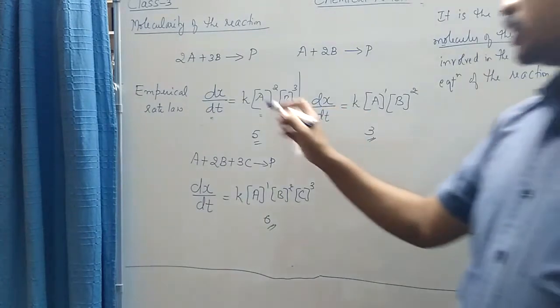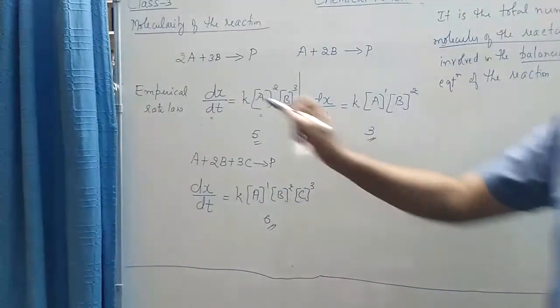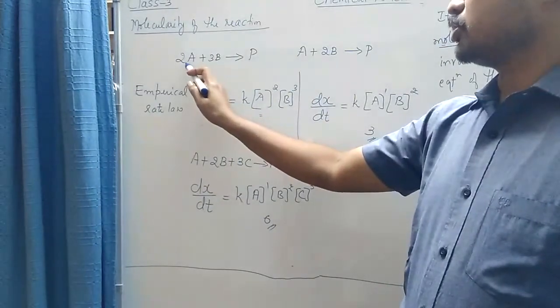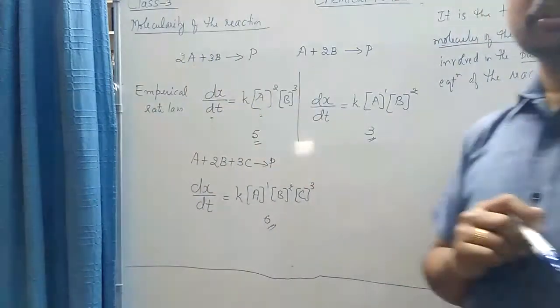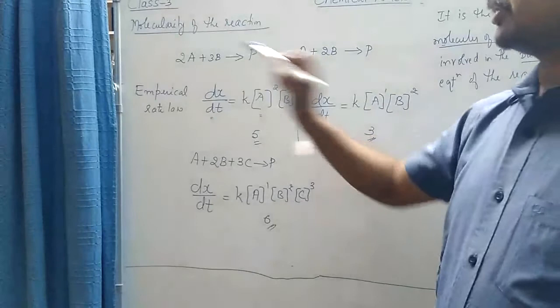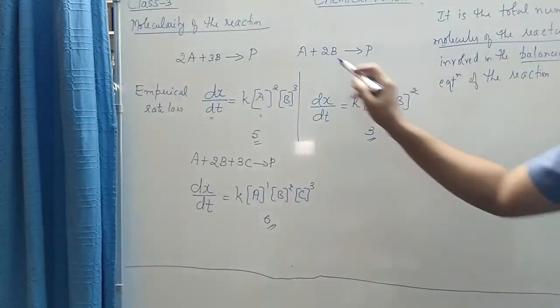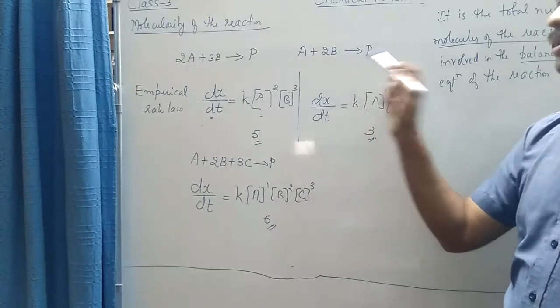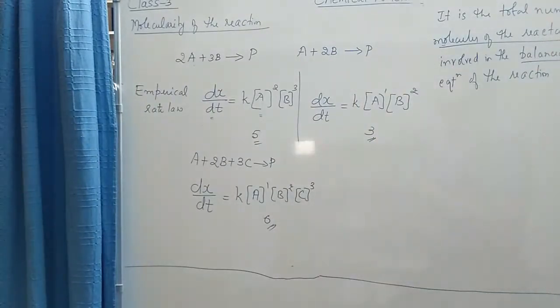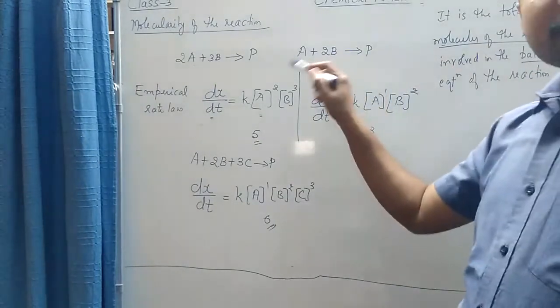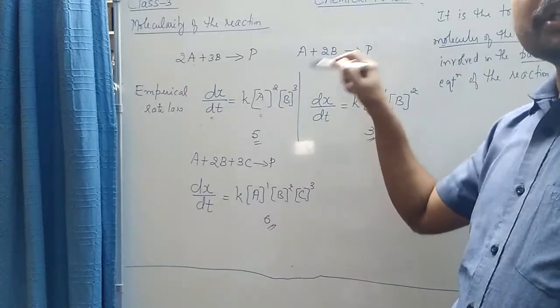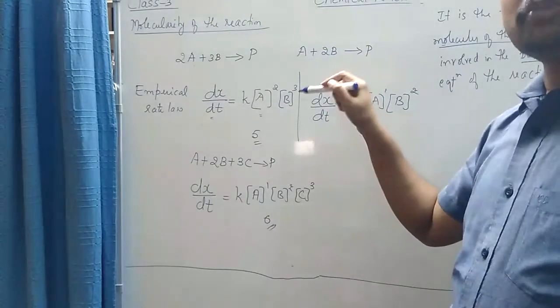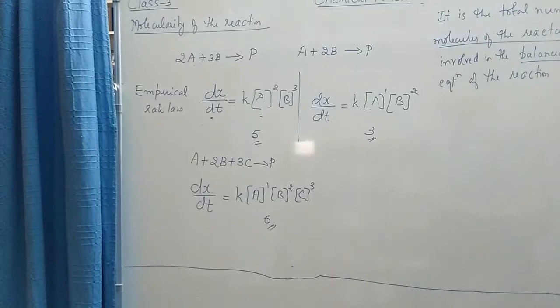So what is the molecularity of this particular reaction? How many molecules of reactants are involved? 2 molecules of A plus 3 molecules of B. So the molecularity of this reaction is 5. What is the molecularity of this reaction? 1 molecule of A and 2 molecules of B. So the molecularity of the reaction is 3. Only 2 types of reactants are involved, but altogether how many molecules are involved? 3 molecules. So the molecularity of the reaction is 3.